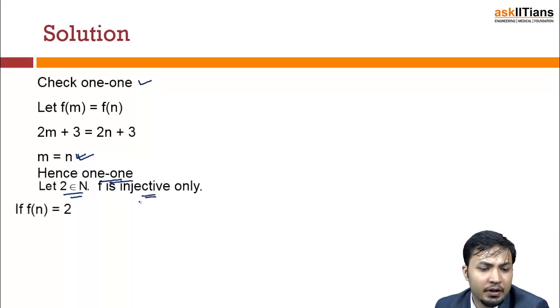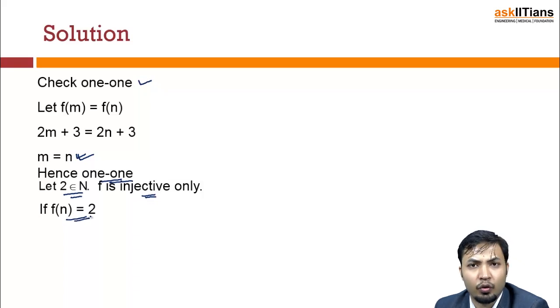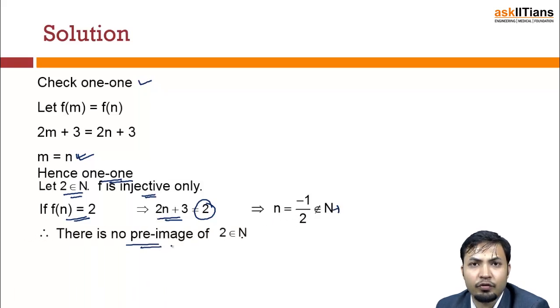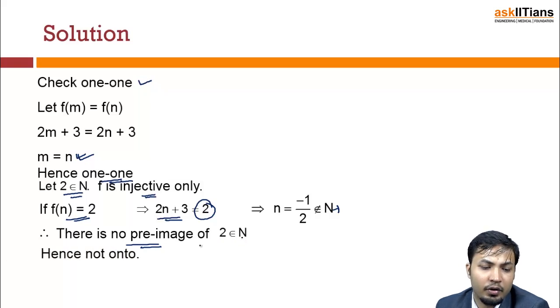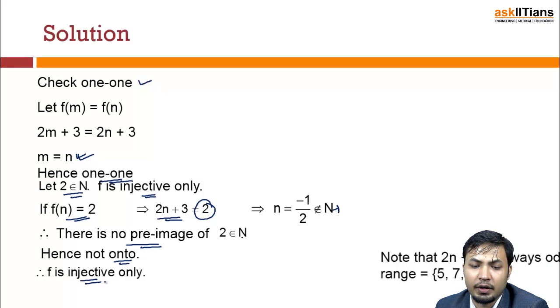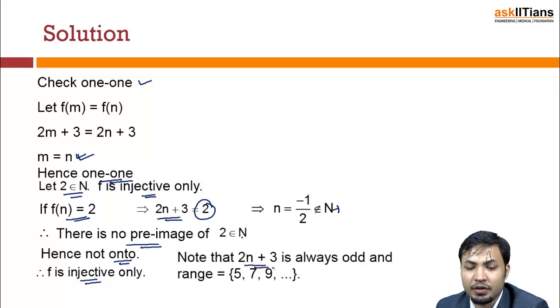But how to confirm it? I have f(n) = 2 also. So 2n + 3 = 2, okay. So n = -1/2, which does not belong in N. Therefore, there is no pre-image of 2 in N. Therefore, it is not an onto function. So, f is just injective only. We need to note that 2n + 3 is always odd and in the range of 5, 7, 9, etc. Therefore, I have my answer as option B.